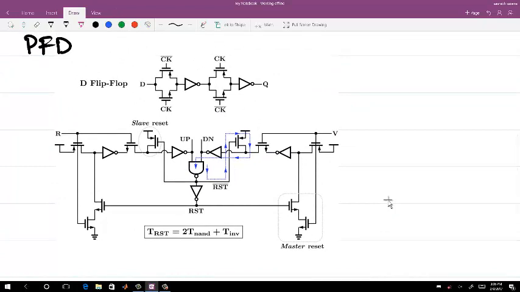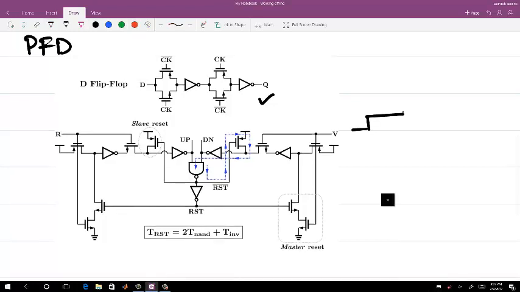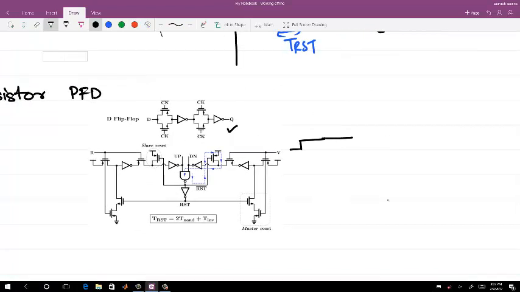Okay, so in this pass transistor logic, the first one, I would say that this one is just a D flip-flop made from pass transistor logic, right? I'm using the same logic to implement the PFD here. Okay, so in this case, your up is active high. So let me just zoom out a little bit. Your R is 0. Sorry, I'm saying R is 0 and plotting it high. So you have R equals 0 and V equals 0.